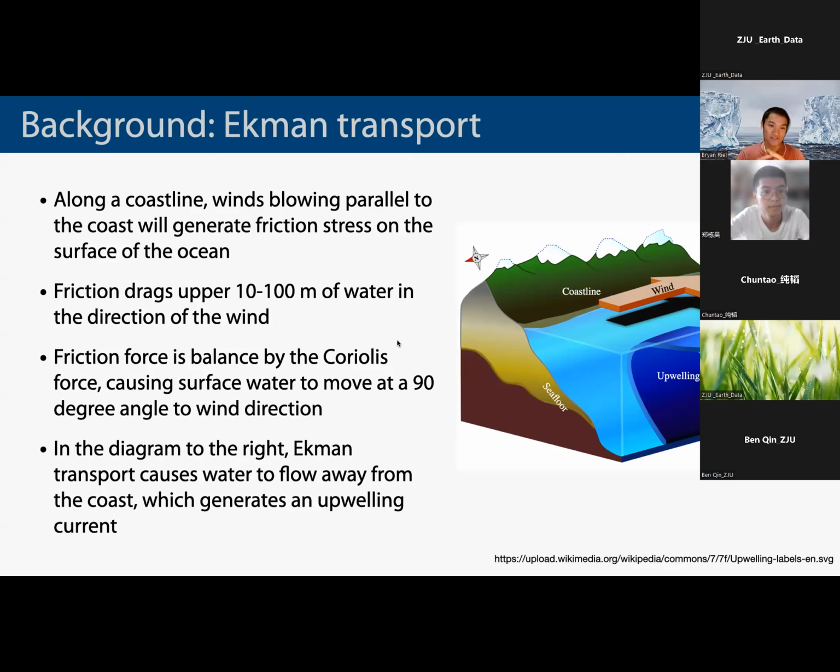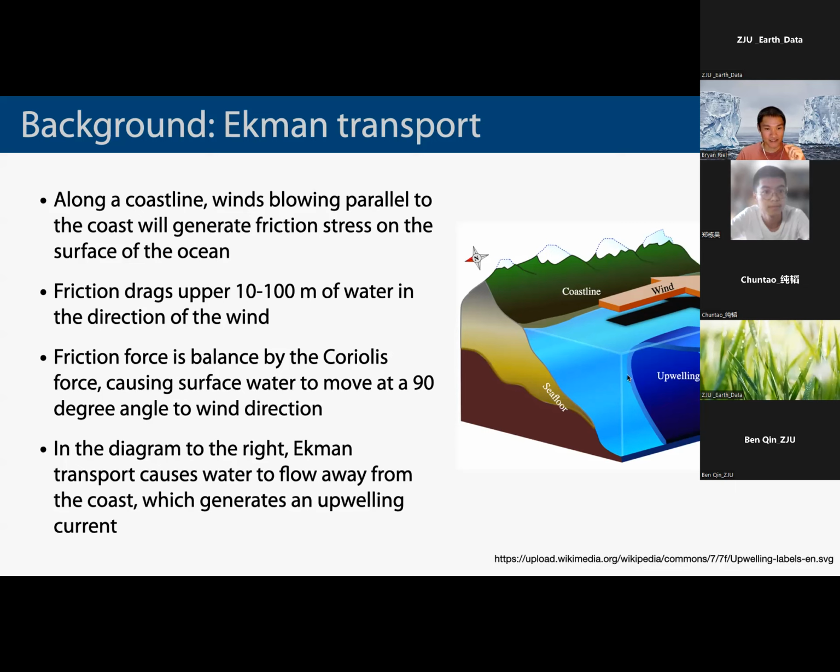And so the net effect of this Coriolis force is that the surface water will actually move at a 90-degree angle to the wind direction, so perpendicular to the wind direction. So along the coastline, you have wind blowing along the coastline, the ocean moves 90 degrees, and so you get a movement of water away from the coastline. So water is evacuating the coastline, and you have conservation of mass. Something has to take the place of the water that's moving away, and so that water has to come from deeper in the ocean. And so then you get upwelling.